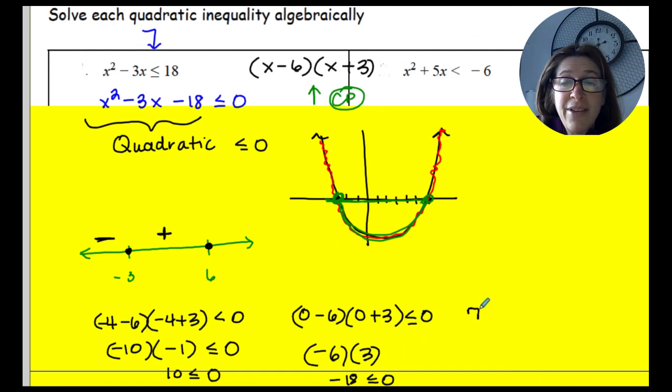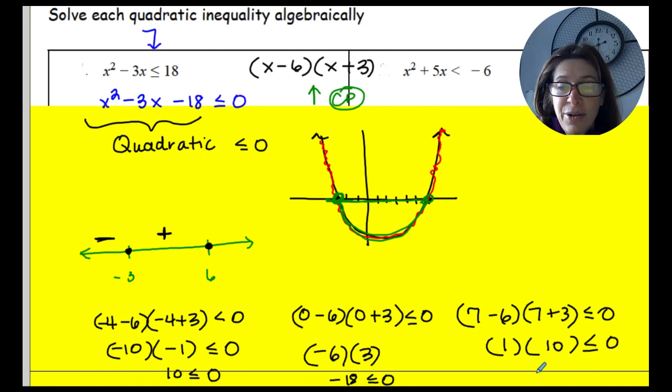So I'm going to do 7 minus 6, 7 plus 3. I can already see this, right? I have a positive 10 and a positive 1. So that is not less than or equal to 0, right? 10 is not less than or equal to 0, so it does not work here.